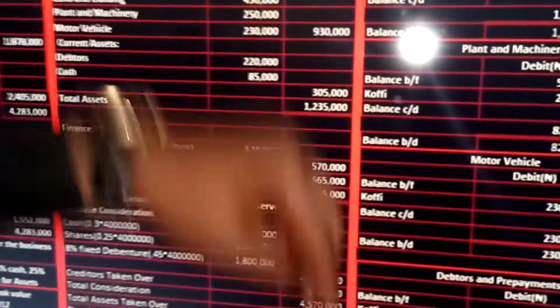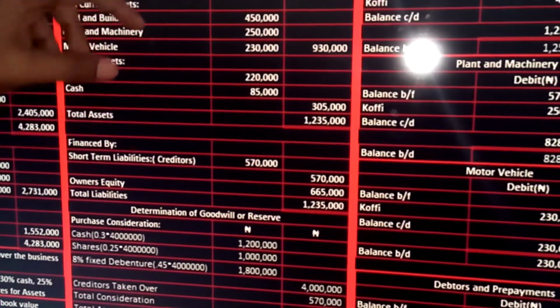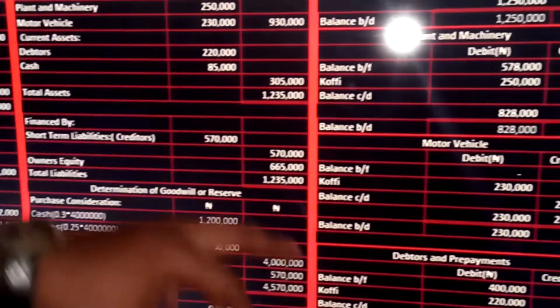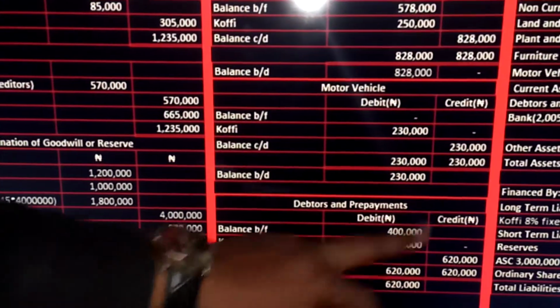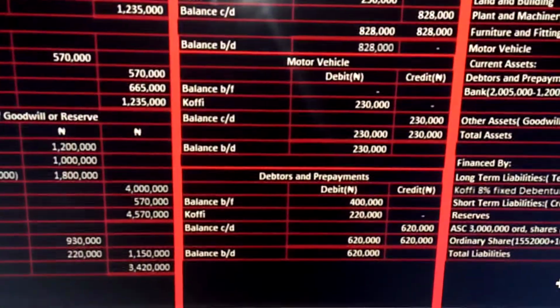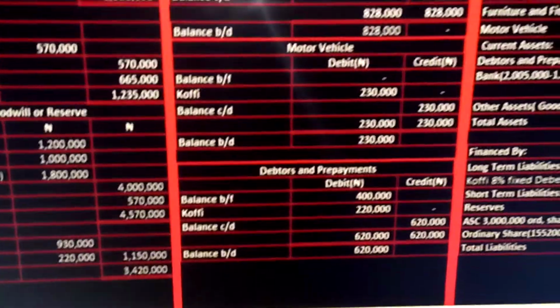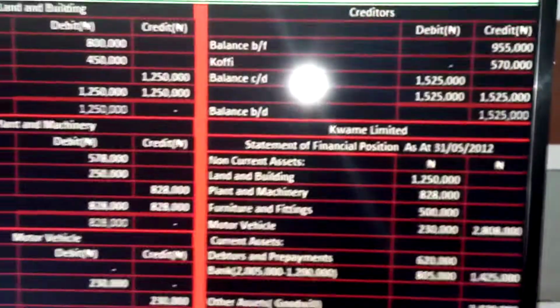400,000. So what is the asset taken over from Kofi? Debtor here is 220,000. That's it. Kofi 220,000. When you add, you have 620,000. New debtor value is what? 620,000. Kofi also took over creditors.